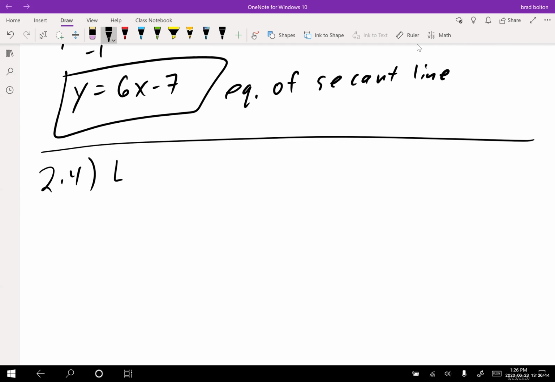Now, 2.4 is going to be the library of functions. Okay, so we're going to talk about the library of functions.